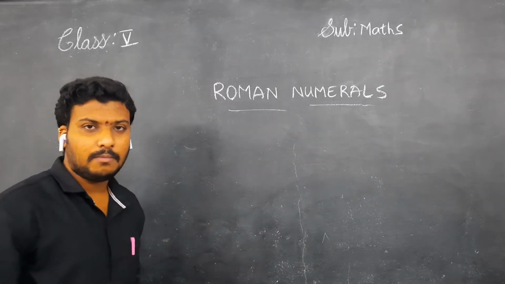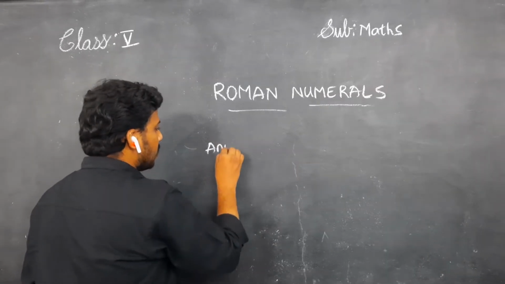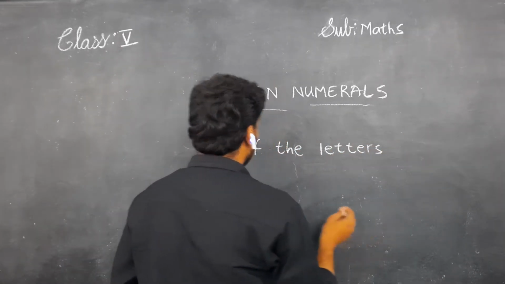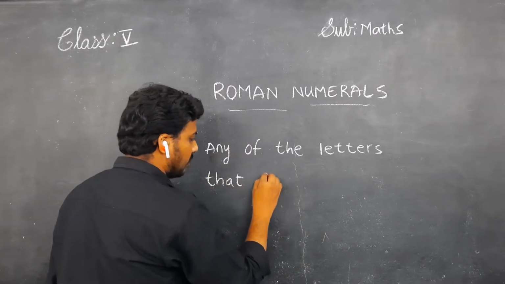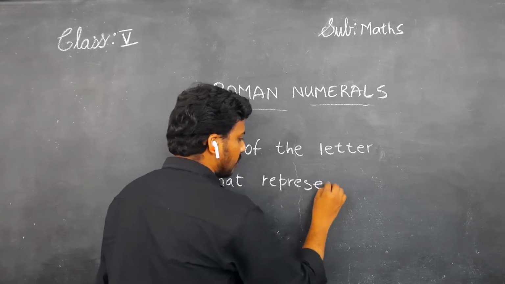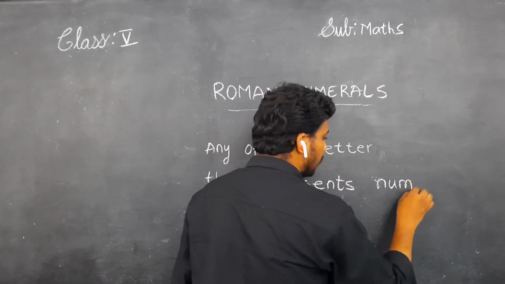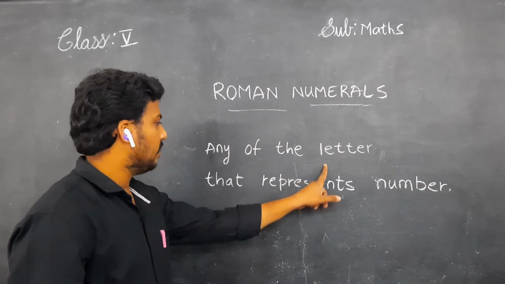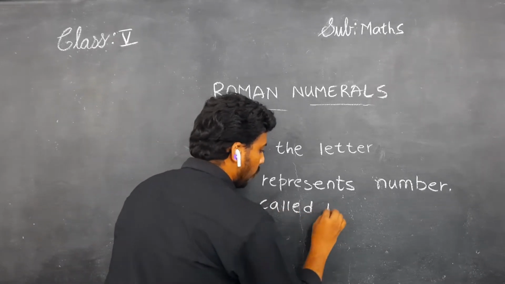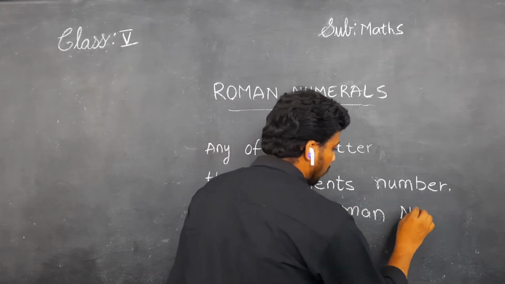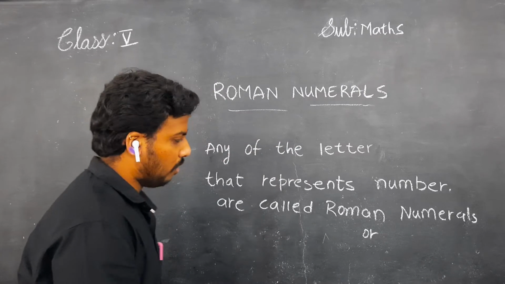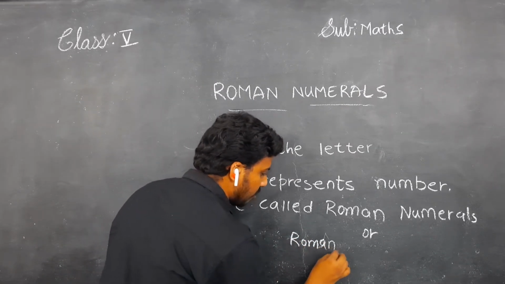Children, any of the letters that represent numbers are called Roman numerals, or the Roman numerical system.